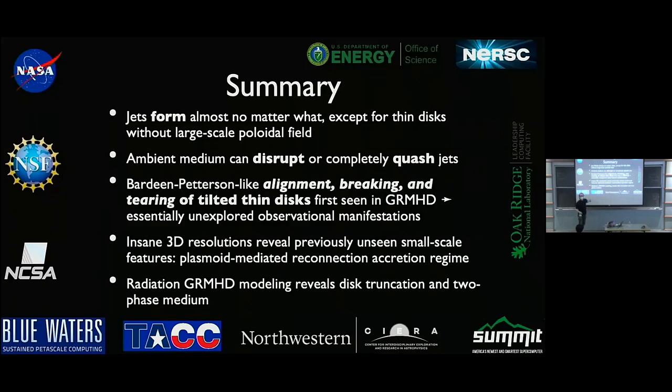And finally, including the radiation can reveal these really exciting truncated disk states self-consistently and allow us to interpret the observations better.